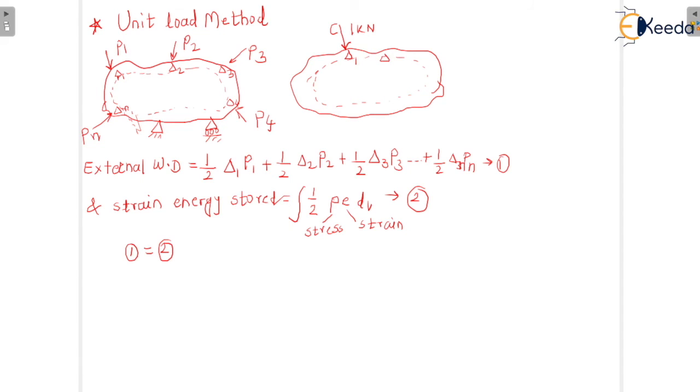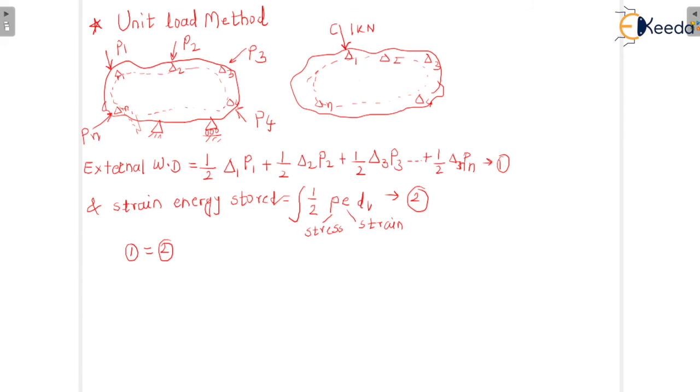So delta 1, delta 2, delta 3, wherever previous loads were there, delta 4 and similarly delta n. Now we are considering these are the displacements. Let the displacement be 1, 2, 3. So delta 1, delta 2, delta 3 we consider, and displacement at C B delta. Now let the stress produced.